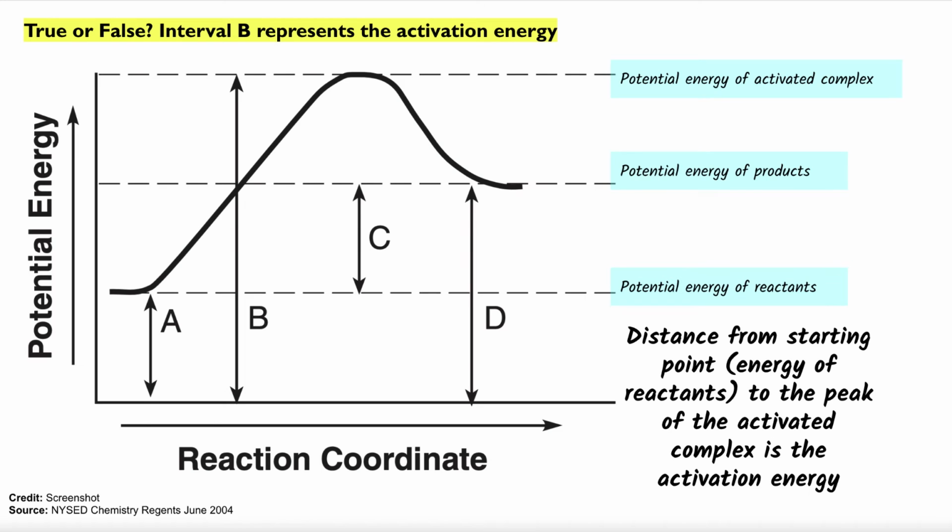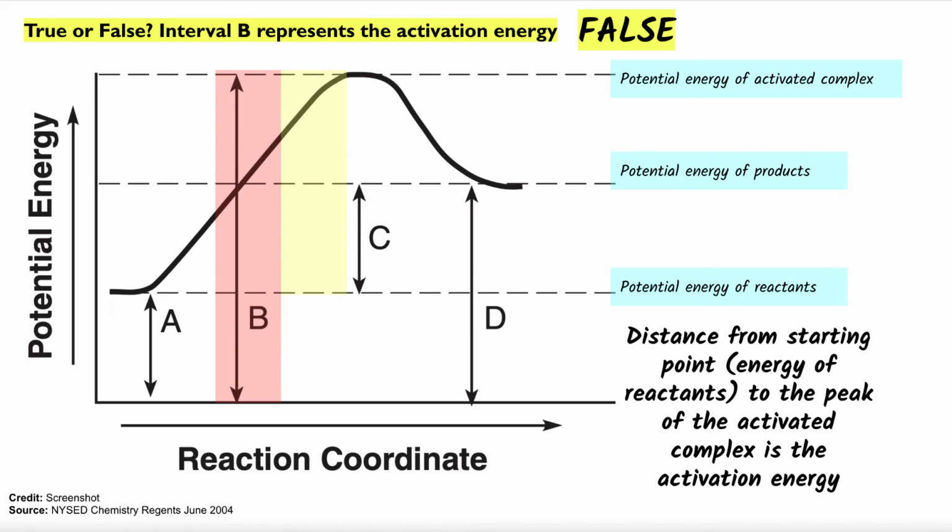That means that interval B is representing the total potential energy of the activated complex, but not the distance from the starting point, the reactant's potential energy, to the potential energy of the activated complex. So this would be false. The actual activation energy interval would be represented by this yellow space. There is no lettered interval that represents that region on this diagram.